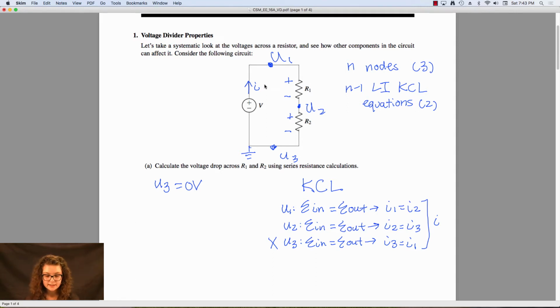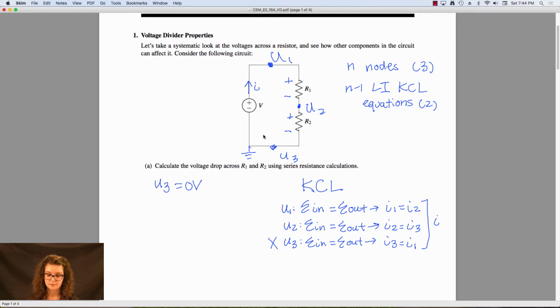Okay, so doing KCL showed that we have one current flowing through the circuit. And that should intuitively make sense because we have a simple loop. The current can't ever split or go anywhere else. All of these elements will share the same current. So that is it for KCL equations.